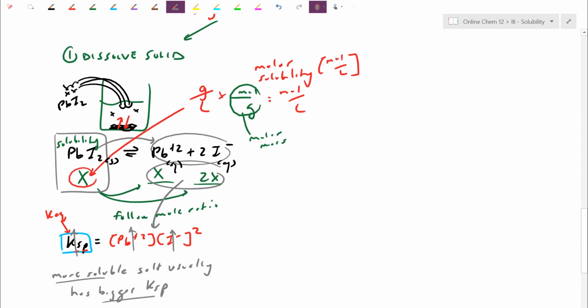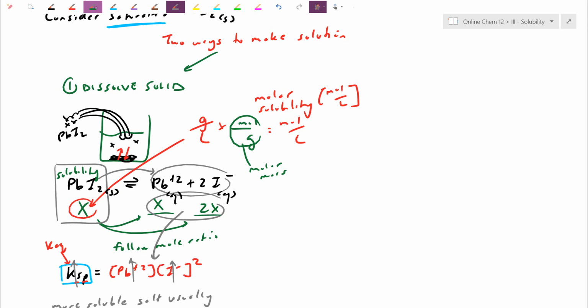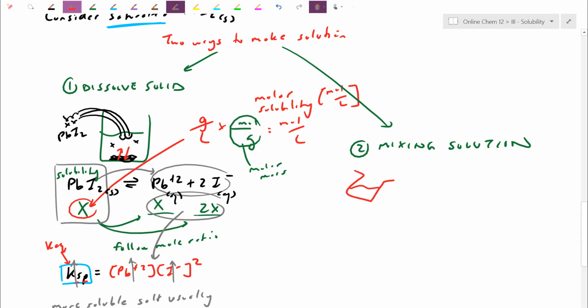Alright, so that's the one way of making a solution, dissolving a solid. The other main way of making a solution is, what if we ended up mixing solutions? What if we ended up just tossing two different materials together? So let's make the same sort of lead iodide solution, but this time, maybe my solution is actually Pb(NO3)2.